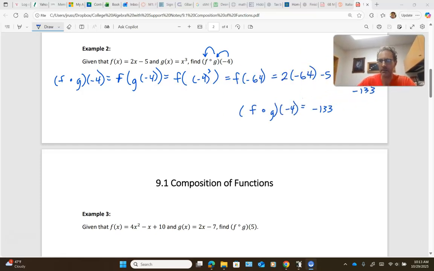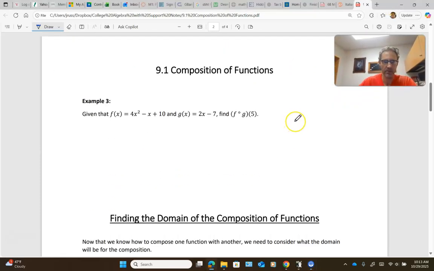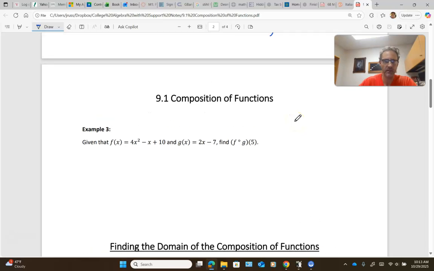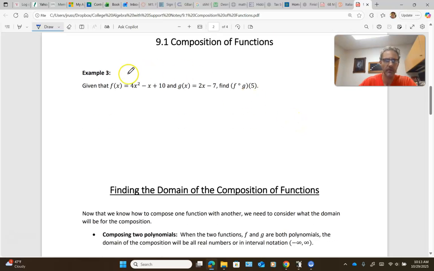Alright, well, let's go to example 3. Same thing here. f is quadratic, g is a linear polynomial, and we want to find f composed of g of 5. So this means I'll be finding f of g of 5.